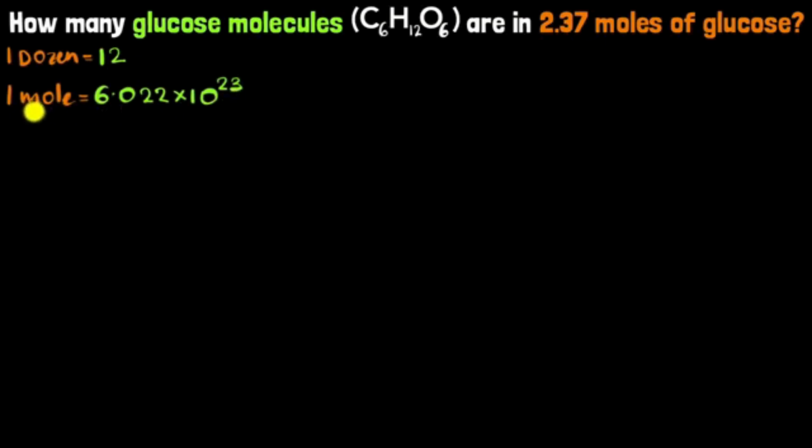What if you have 2 moles of glucose? It'll be twice the amount. If you have 3 moles, it'll be thrice the amount, and so on and so forth. Now, what are we given? We are given there are 2.37 moles of glucose, and we're asked how many glucose molecules are there. Now, since 1 mole equals these many molecules, 2.37 moles of glucose would just be 2.37 times these many molecules.